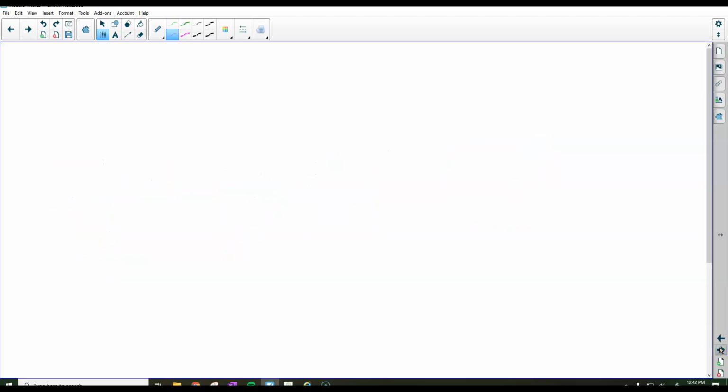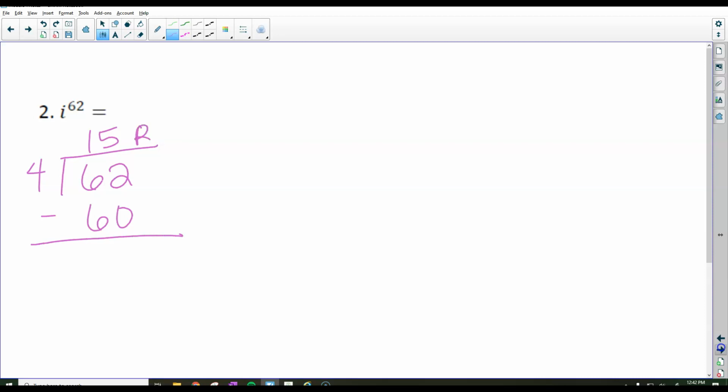We're going to do one more, wrap it up. Let's do i to the 62. By the way, is this exponent odd or even? What is it? Even. So is it going to be a 1 or an imaginary number? It's going to be a 1. So let's do 4 divided by 62. How many times does 4 go into 62? For the sake of time, I'll tell you it's 15. 4 times 15 is 60. We get a remainder of 2.